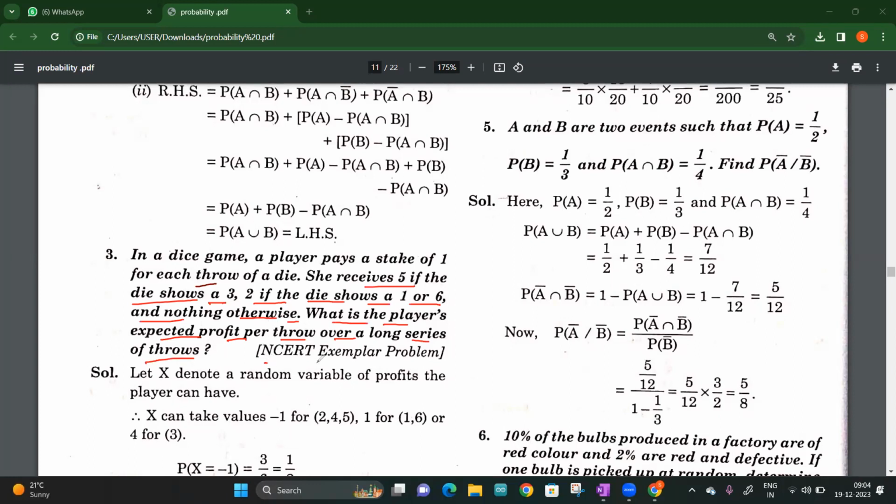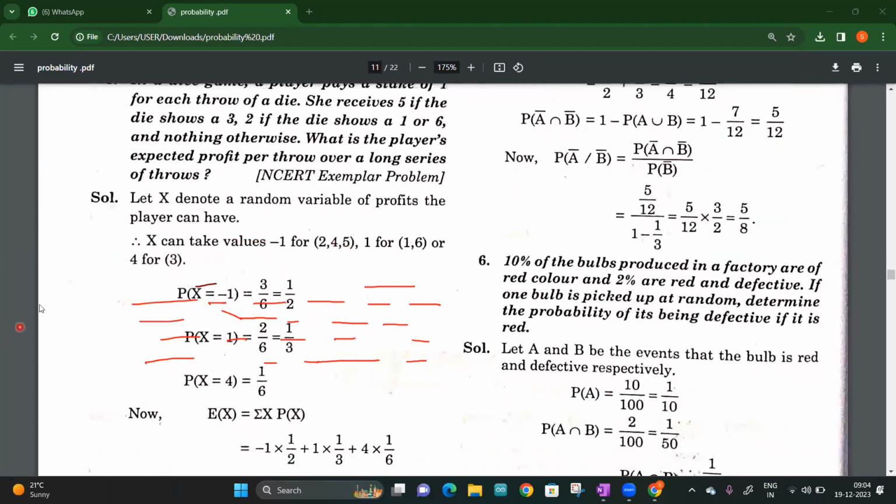Okay, this is an NCERT Exemplar problem, from random variables. So let us define the parameters. X denotes the variable of profit a player can have. That means whatever the player is getting, that profit will be indicated with X.